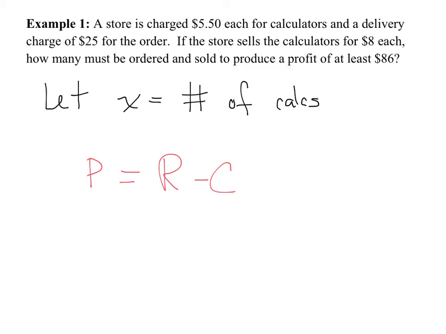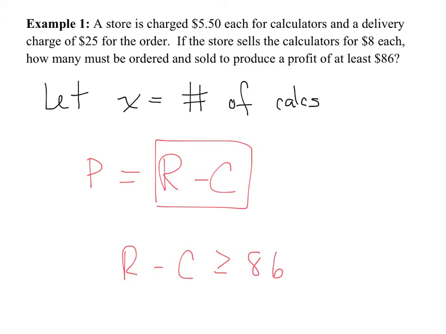If it cost you $20 and you brought in $50, you made $30. It's whatever the difference is. So the profit is what? At least $86. So the profit needs to be this quantity, so this quantity needs to be at least $86. How do I write that down? R minus C has to be greater than or equal to 86.